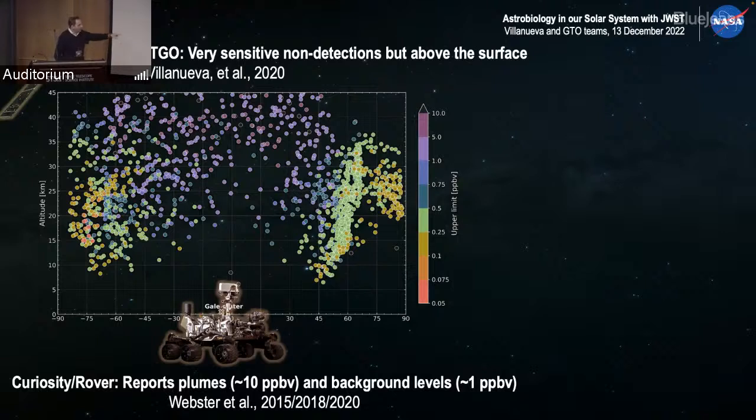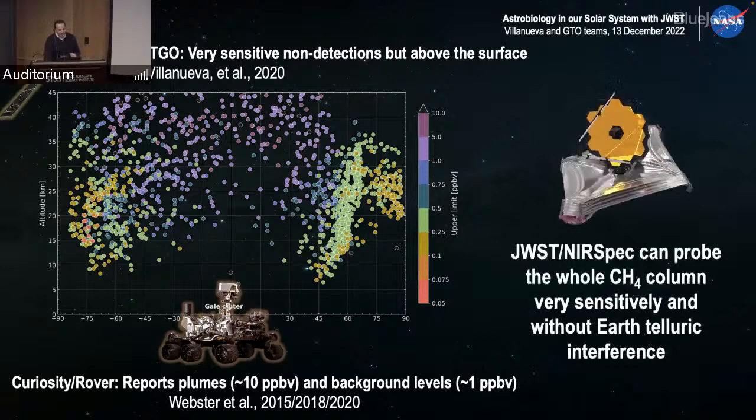So Curiosity, which is really in the middle, at the wrong point for our measurements, is detecting methane, and they see plumes up to 10 ppb and 1 ppb at background level. The good thing is that JWST can do the full column. It will penetrate the whole atmosphere, and it will allow you to get measurements across the whole latitude range and to get a very sensitive upper limit.